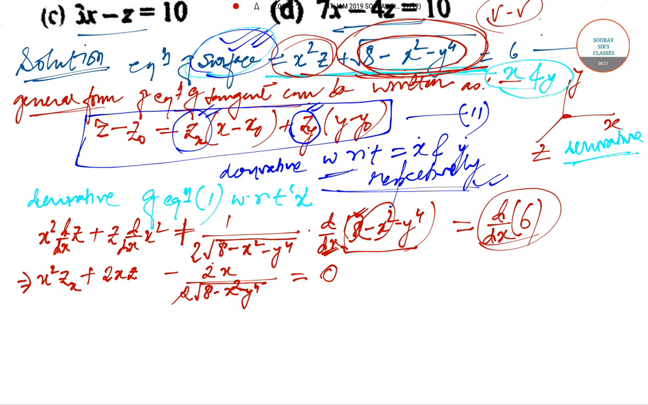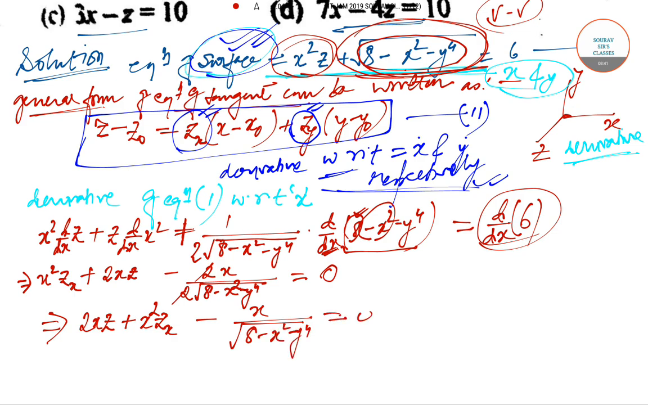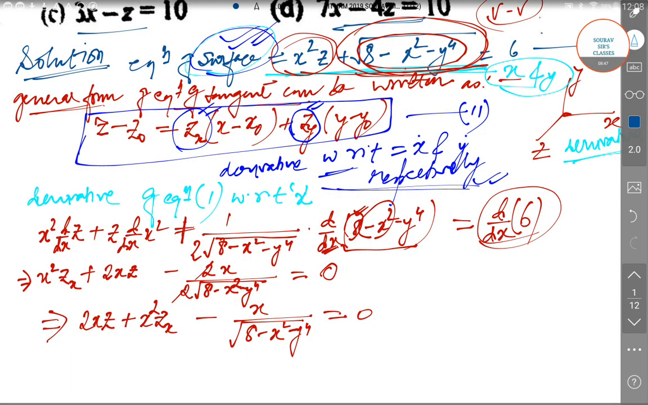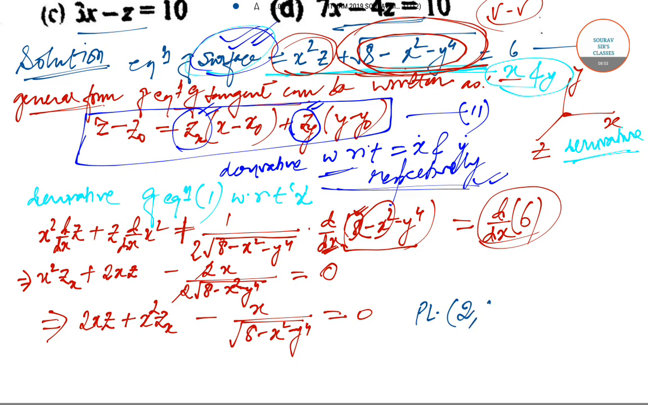Now you can see that this 2 and 2 will cancel out, and the last form which we will get is 2xz plus x square zx minus x by root under 8 minus x square minus y to the power 4 equal to 0. The important thing to take into consideration is that we are asked to find the tangent at the point 2, 0, 1. So this is our x value, this is our y value, and this is our z value, and we are asked to find the tangent at this point on the surface.